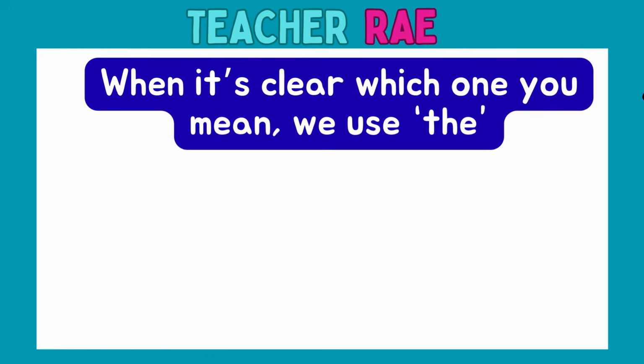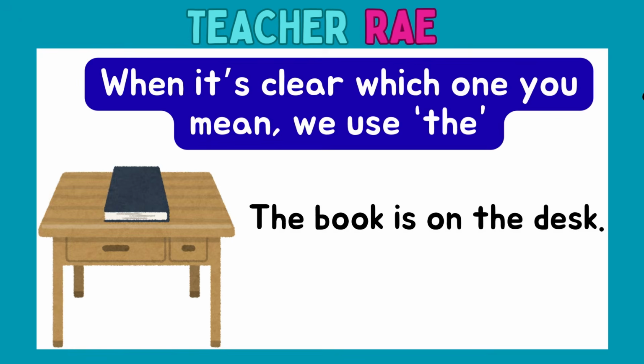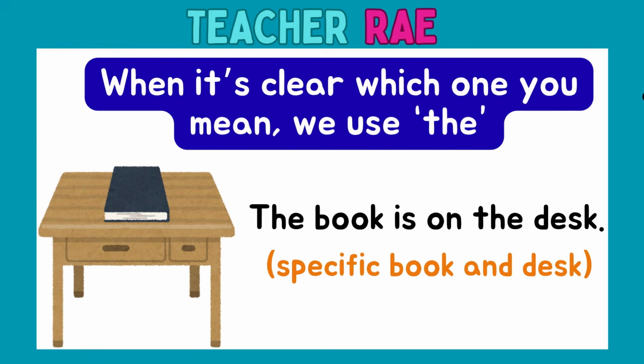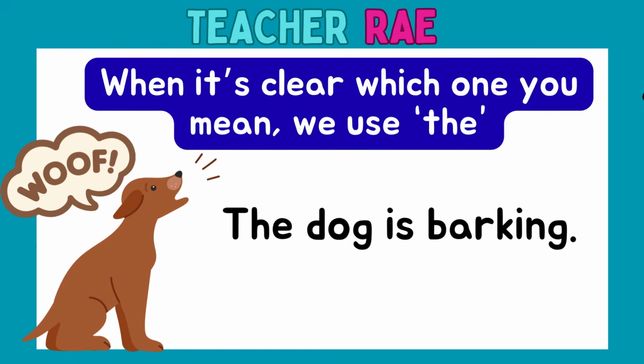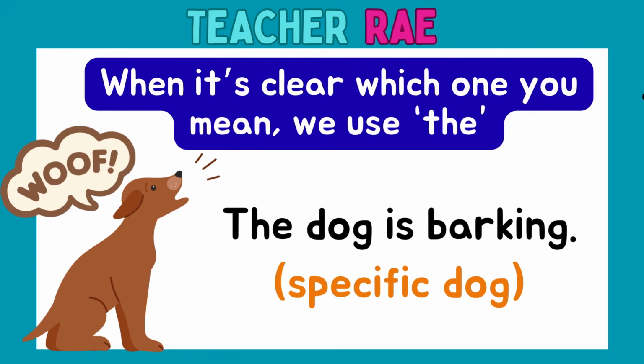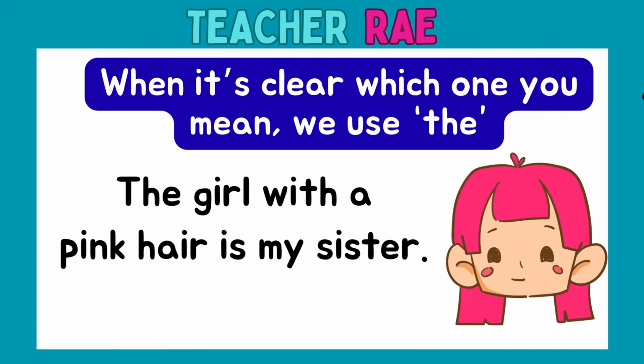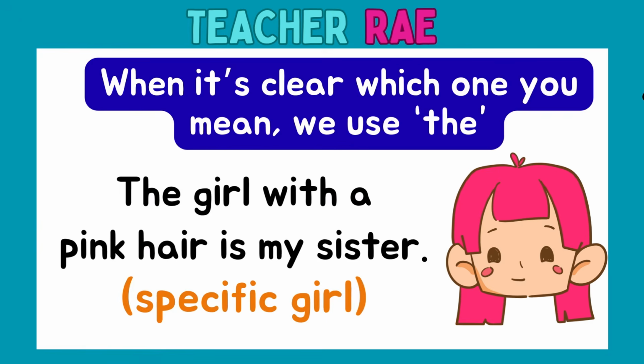When it's clear which one you mean, we use the. Example, the book is on the desk. It's a specific book and desk. The dog is barking. We mean a specific dog. The girl with the pink hair is my sister. We mean a specific girl.